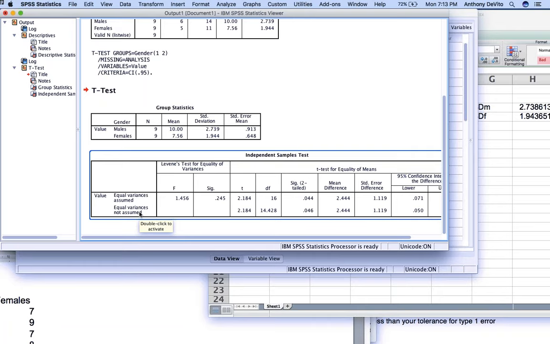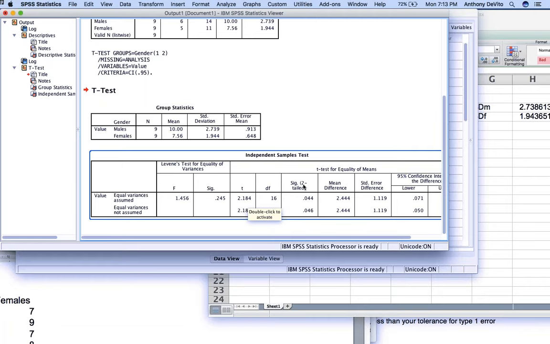So now let's think about this for a second. Which of these two rows should I use? Well, we calculated assuming equal variances, so we would just stick with the top row. What's the t-value? 2.184. Isn't that what we got? Right, we got the same thing. Next to it is degrees of freedom 16, the same thing we calculated.